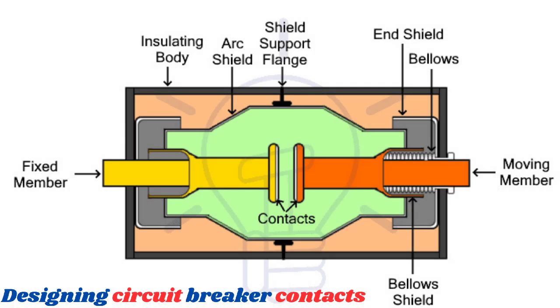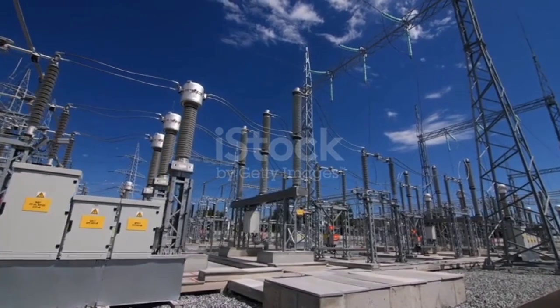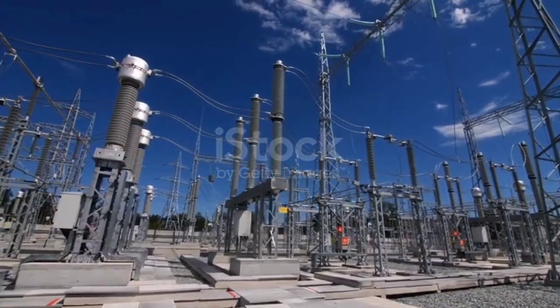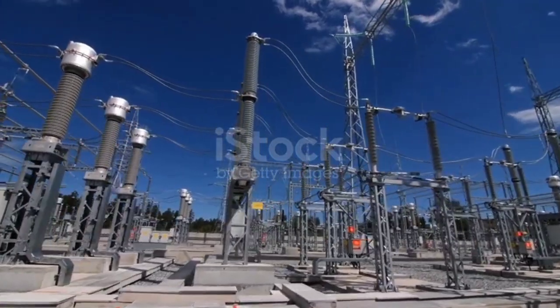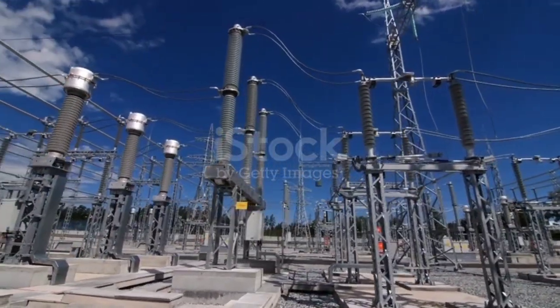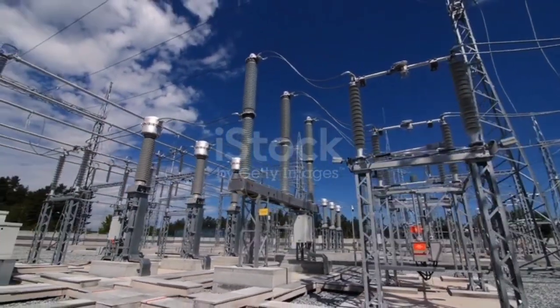3. Designing the circuit breaker contacts. The circuit breaker contacts can be designed to provide a low-resistance path for the current to flow when the contacts are closed. When the contacts open, the arc is formed, and the low-resistance path helps to divert the current away from the arc rapidly. Having known this, what are the advantages of the low-resistance method? The low-resistance method of arc extinction has several advantages. This includes the following.